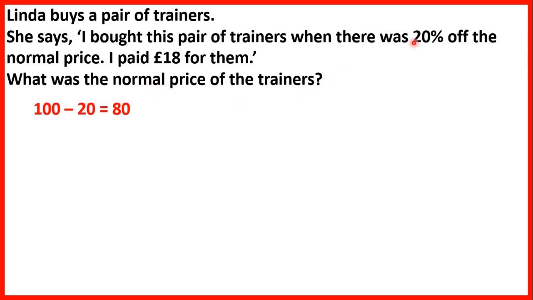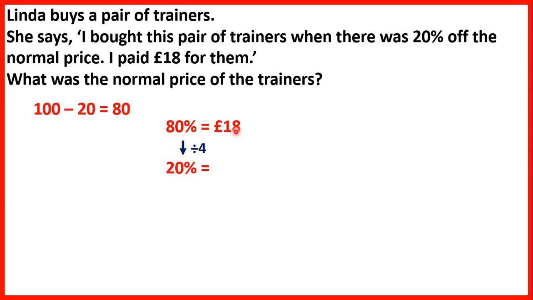So if Linda bought the trainers when it was 20% off, then she paid 80% of the price. So 80% of the normal price is £18. So how can we work out 100% of the price? Well, we can find 20% first by dividing by 4, because 80 divided by 4 is 20, and then to find 100% we can multiply by 5.